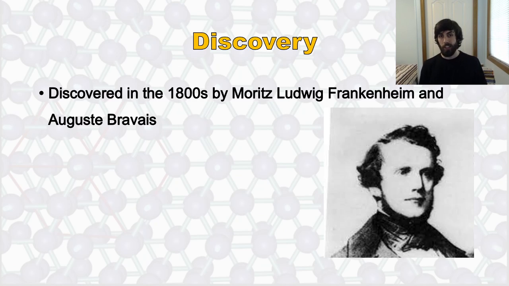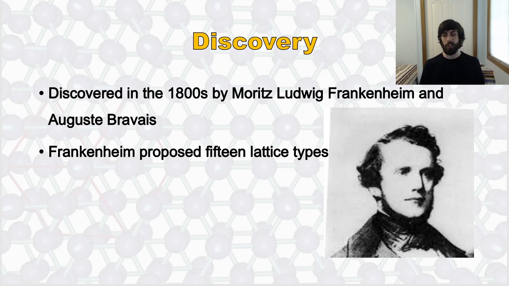It was discovered in the 1800s by Moritz Ludwig Frankenheim and August Bravais. Frankenheim was a Jewish German physicist who lived in the 1800s, and he did extensive research on crystallography, and he actually proposed that there were 15 types of lattice structures. And then along came after him Auguste Bravais, who proved that there were not 15 but actually 14 Bravais lattices. And the 15th was rotation or translation or symmetry of one of the previous 14.